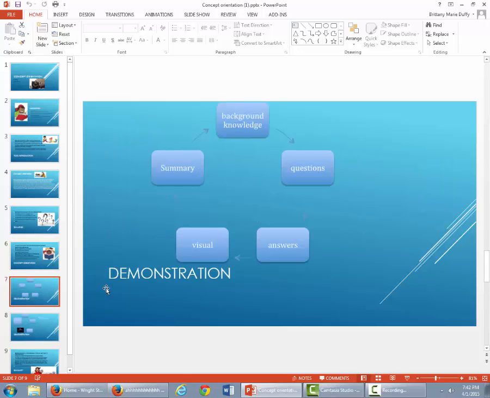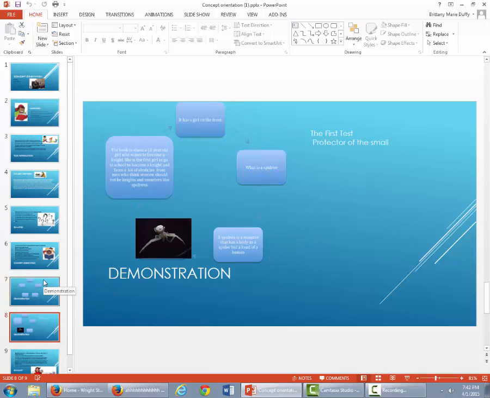I have a little demonstration here, and this is an exaggeration of what the concept orientation will look like, but you have the background knowledge, the questions, the answers, the visual, and the summary. And so in this part, I did the first test, Protector of the Small, which is a young adult book. And again, this is a huge exaggeration from beginning to end. And so in the beginning, my background knowledge, you see the picture, and it's this girl on the front. And she's kind of wearing clothes that you would wear in older times.